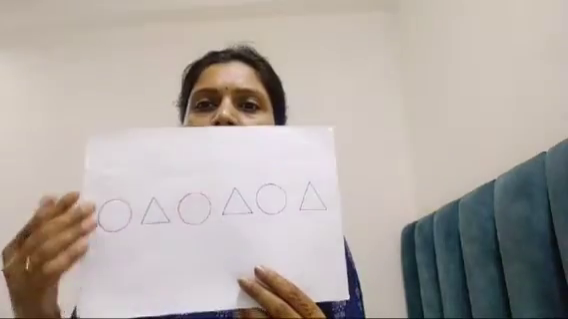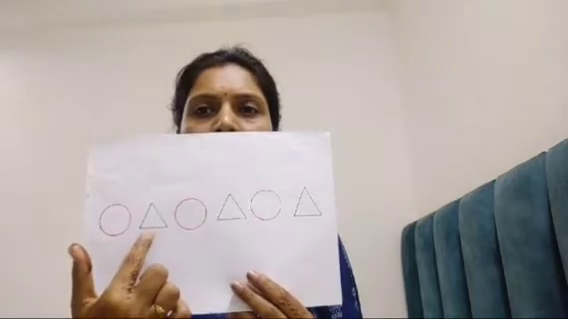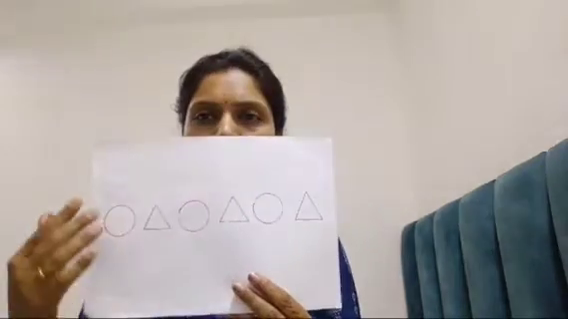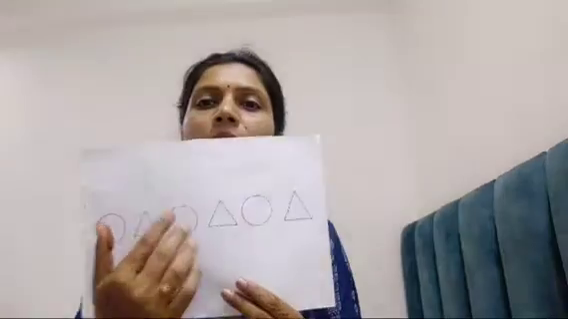Let's see one more example of a repetitive pattern. Here are two shapes, circle and triangle. First a circle, then a triangle, then a circle, then a triangle, and so on. These shapes come one after another repetitively and form a repetitive pattern. Children, can you give me any example of a repetitive pattern? Yes, zebra crossing. A zebra crossing is also an example of a repetitive pattern.